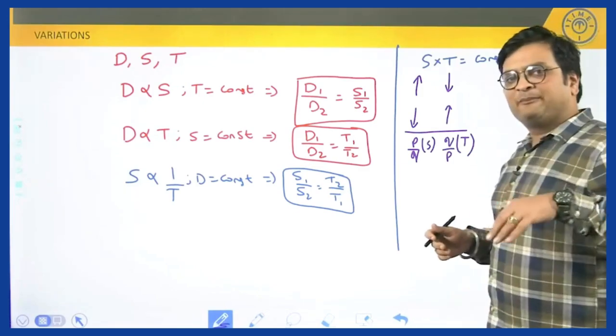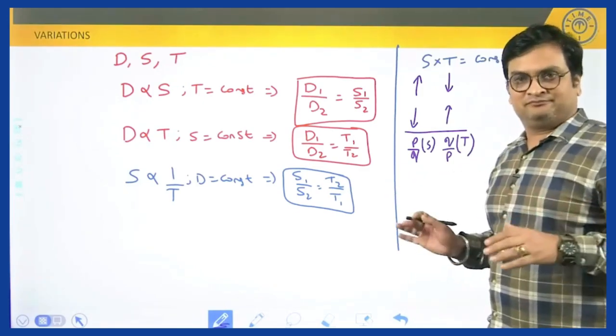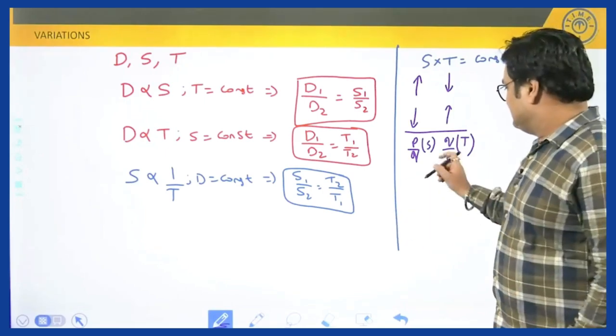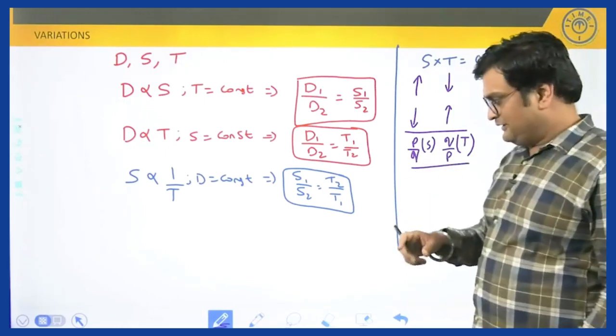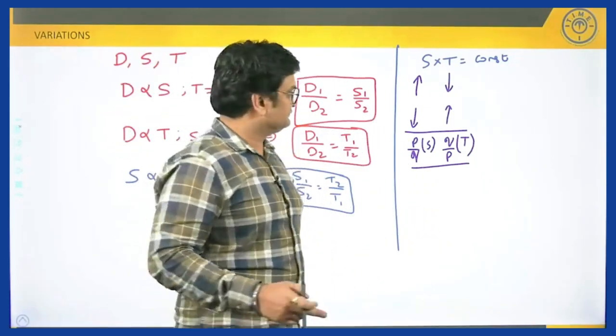So, whenever speed becomes 3 by 4 times, time will become 4 by 3 times, right? I hope we can see that. This is one way of looking at it. Another point is, look at this one also.